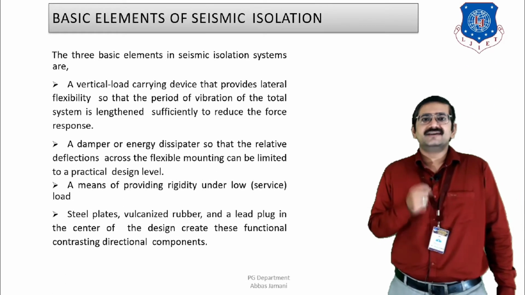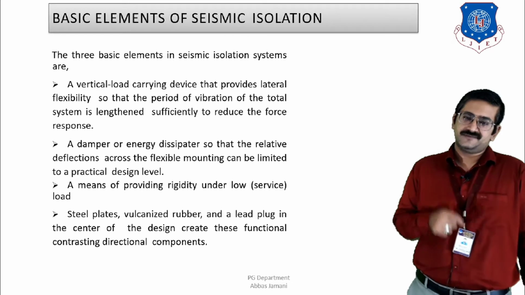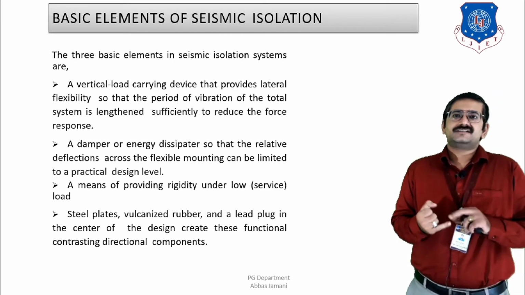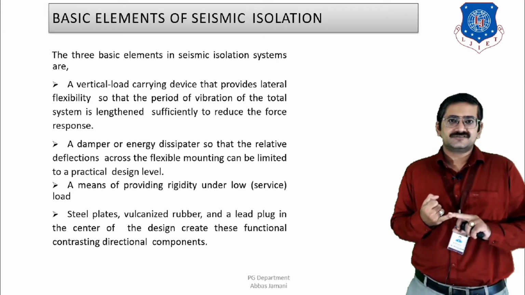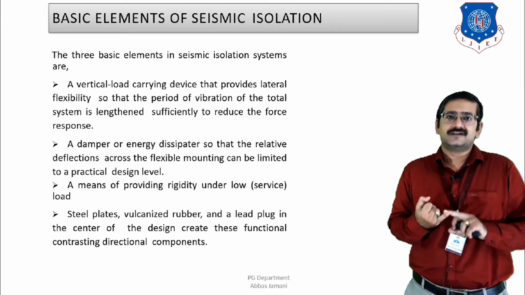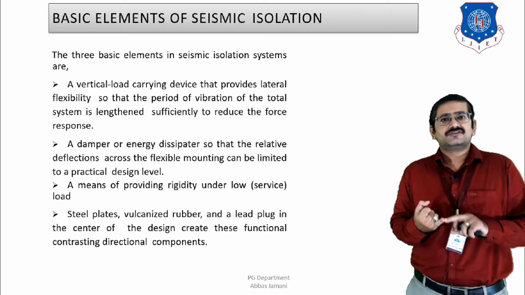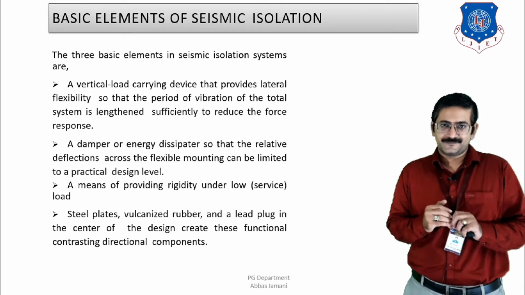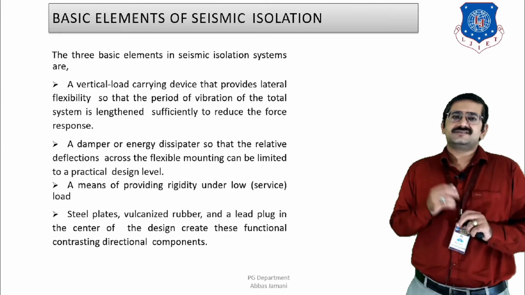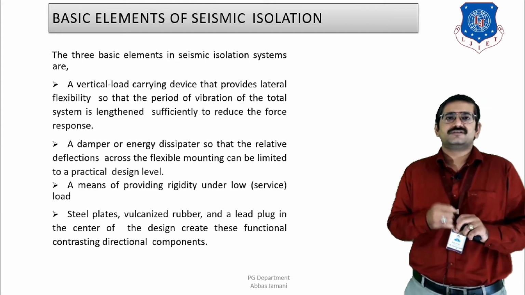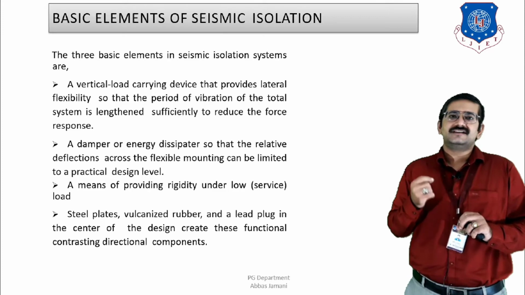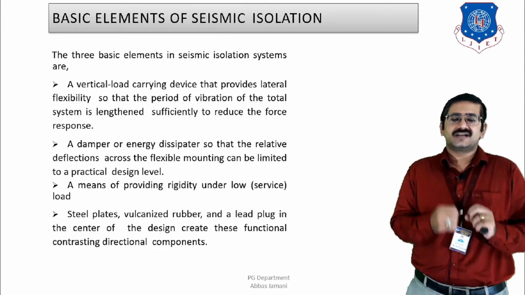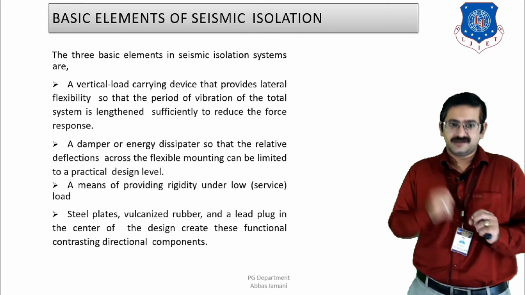Next, we look at the basic elements of the seismic isolation system, which are its key components. First is a vertical component, which has the capacity of carrying the vertical load, and at the same time should be flexible enough so that the period of the structure is elongated to some extent. The second key component is the provision of a damper or an energy dissipation device, which is going to reduce the amount of force likely to be transferred from the ground to the structure above.